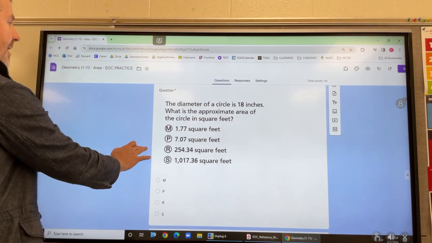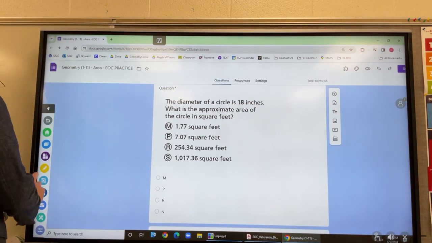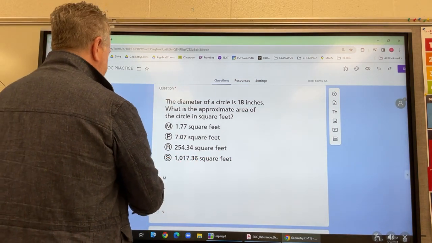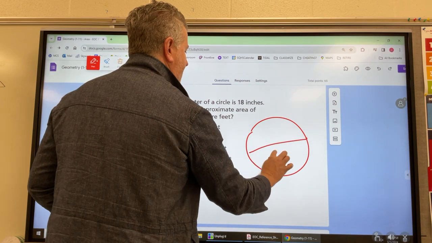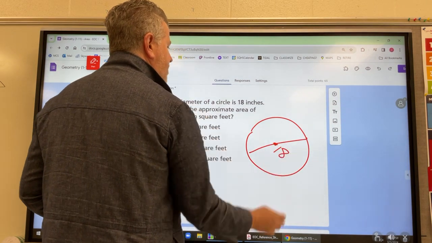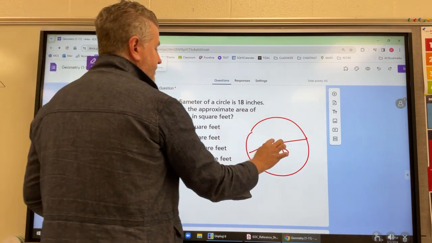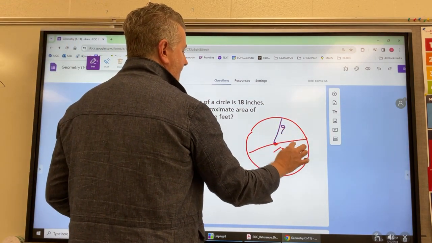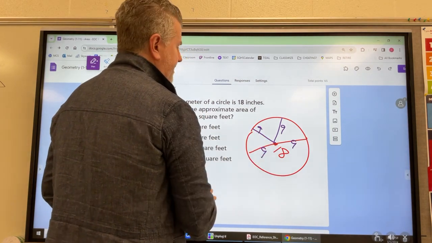All right, so the diameter of a circle is 18 inches. What is the approximate area of the circle in square feet? The diameter is 18 inches. They tell you that right away. The diameter, remember, goes all the way through. I know we're just doing circles right now. So then one radius would be half that. So that would be 9. This would be 9. This would be 9. All radii are equal. We can label them all the same. They're all 9.